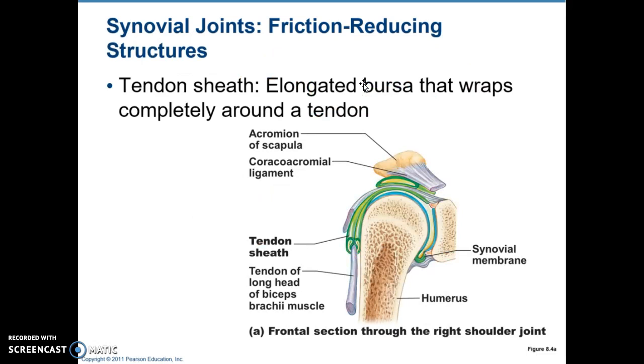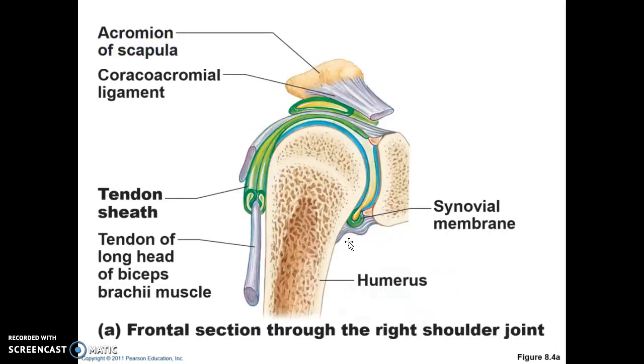You also have in some of your synovial joints tendon sheaths, which is anatomically made out of the same stuff as a bursa, only it's wrapped around a tendon. But they're both really the same thing, and they both reduce friction.